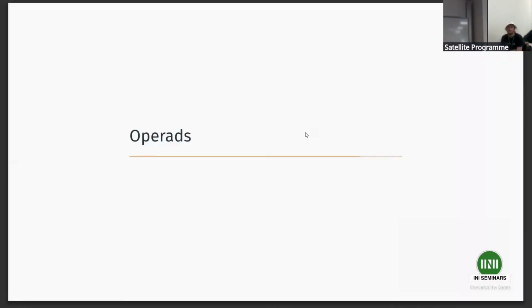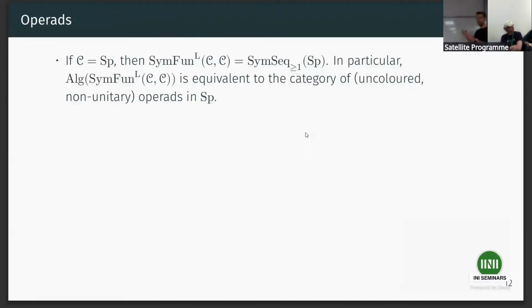So let me say a bit about operads and some applications of this and examples, because well, operads and calculus, this workshop, so seems fitting. So if we look at the case where C is the category of spectra, then these functors that preserve colimits in each variable are actually symmetric sequences in spectra. And because we don't consider things with arity 0, what we get is symmetric sequences that are concentrated in degree 1 and up.